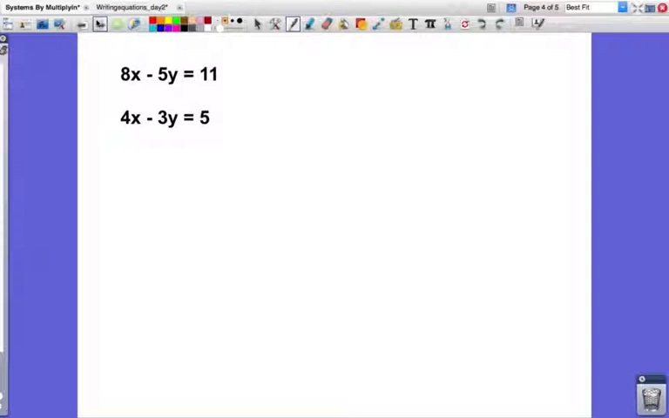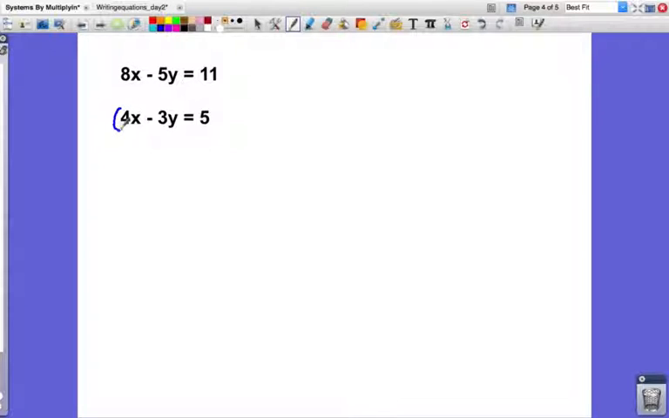Now, let's take a look at something that's a little bit different, but still pretty similar. So now I've got 8x minus 5y equals 11, and 4x minus 3y equals 5. If we notice, again, by adding these two equations together, I'm not going to be able to cancel anything out. I will not eliminate any variable. But hopefully we see that right away.